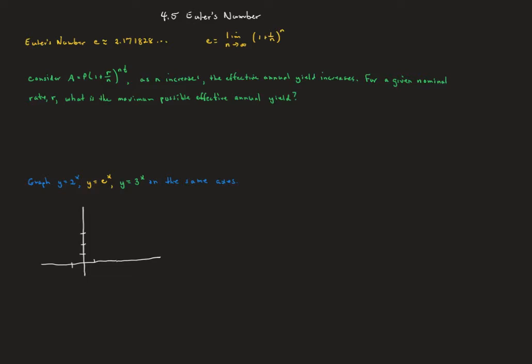Now, mathematically, we're familiar with a little bit of this notation, but this is a bit of a stretch for us. One way to define Euler's number e is as the limit as n goes to infinity of the quantity 1 plus 1 over n, raised to the n power.